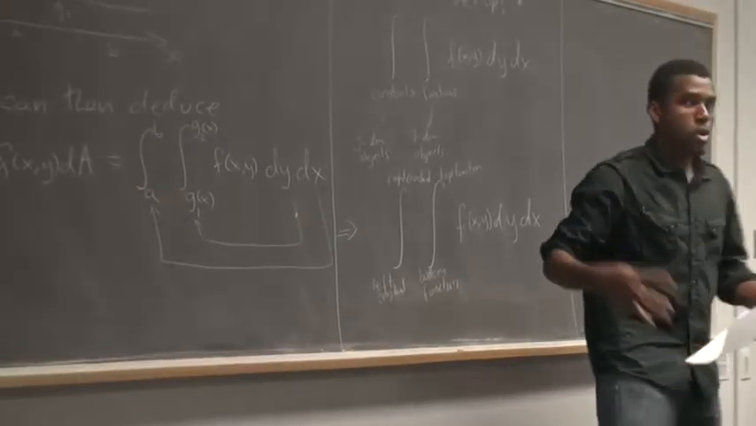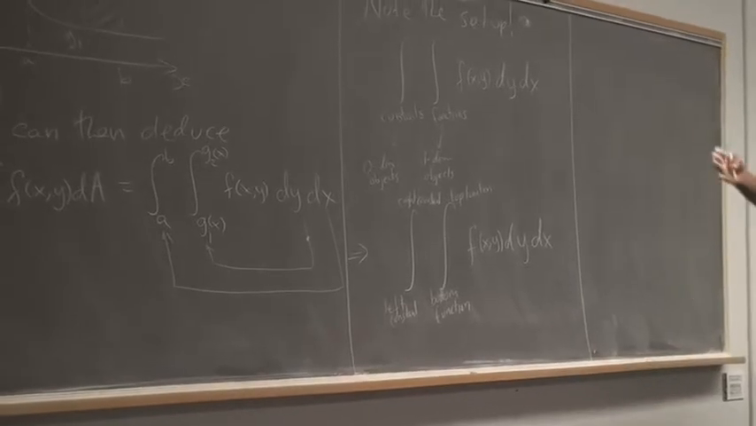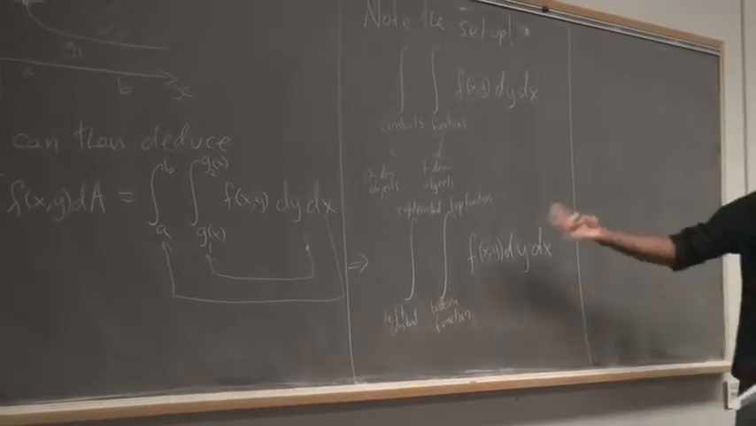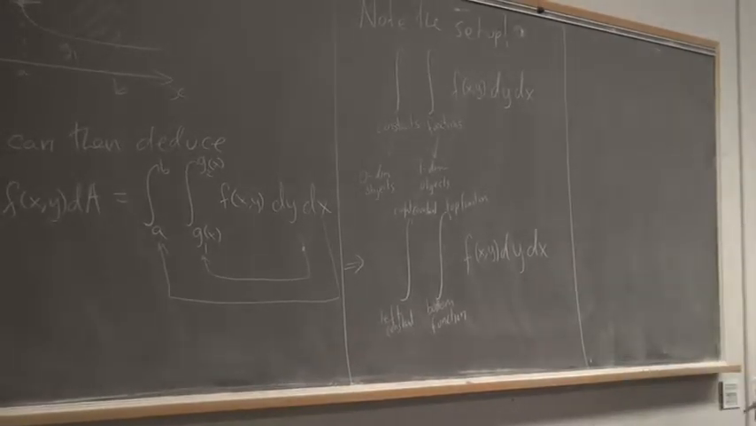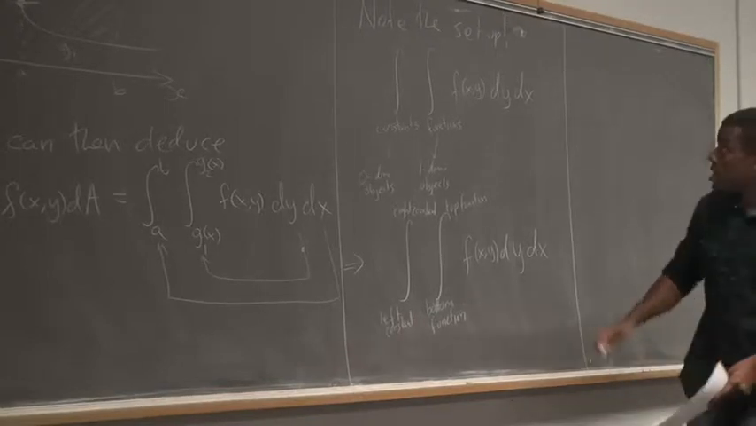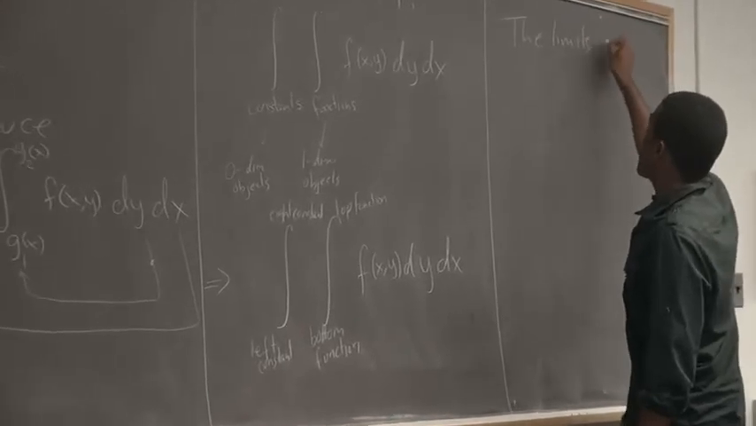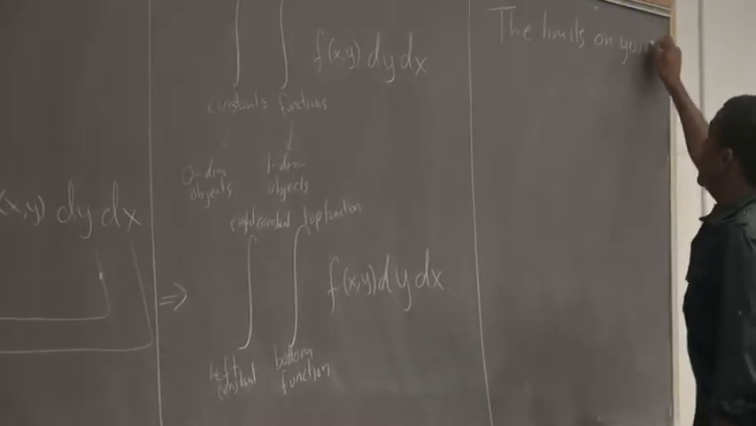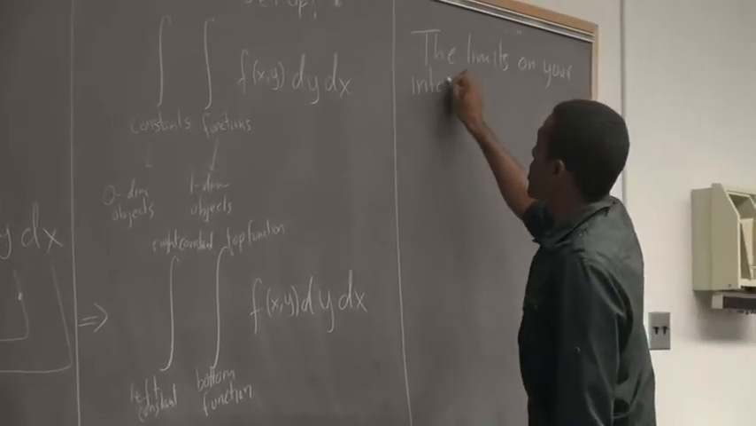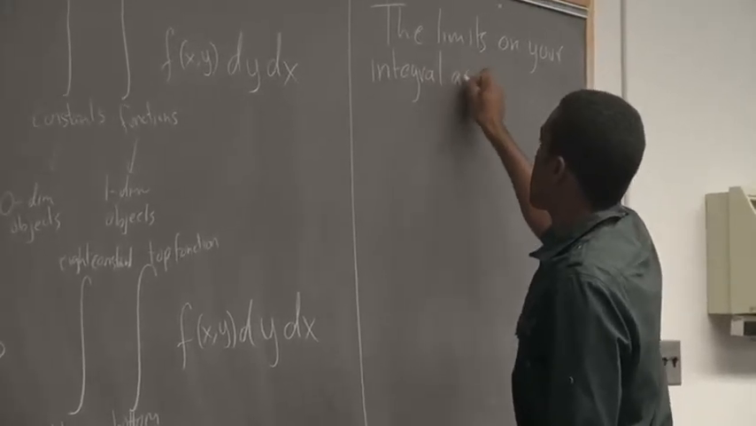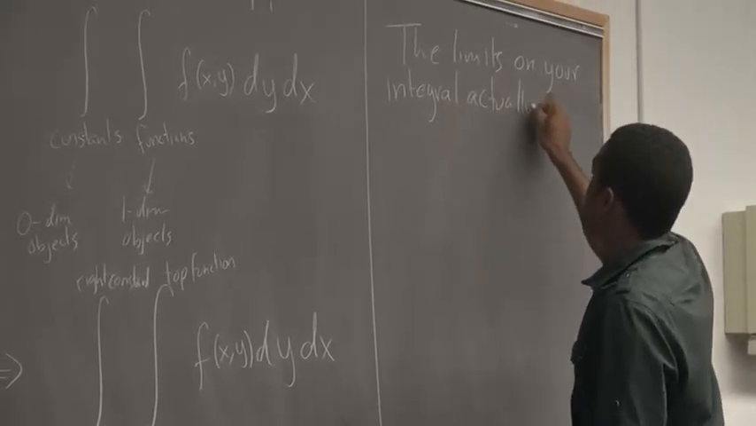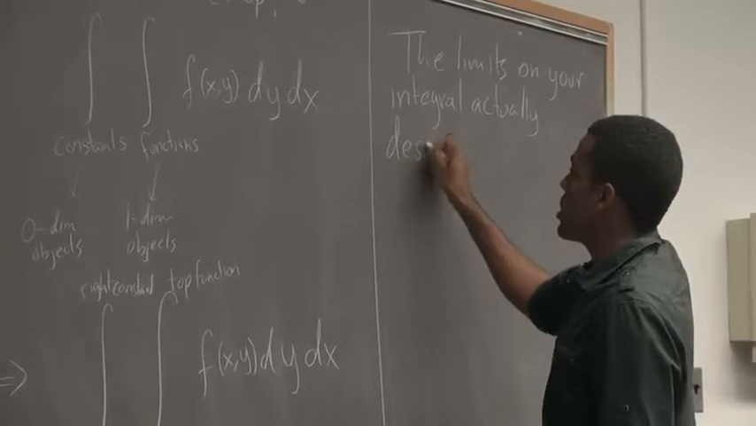So once you can figure out how a region is set up, and you can actually describe it in that form, you can set up the integral to do it. The limits on your integral actually describe the region you're integrating over.